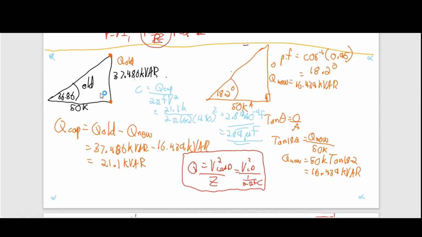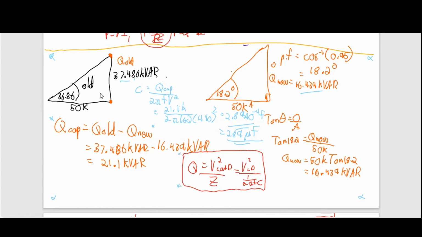It'll be tan of the angle, opposite over adjacent, because you'll have P all the time. You should have P all the time. So it'll be tan times P, and you get the new Q. Once you get these two values, the Q of the capacitor will be the difference of these two. So you just subtract like we did here, and once you subtract, this here will be the Q of the capacitor.